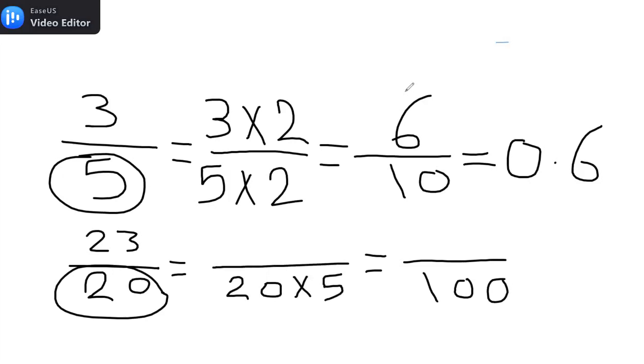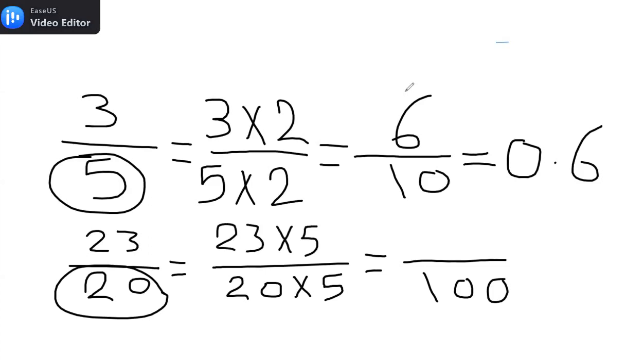and we agreed that whatever you do to the denominator you need to do to the numerator in order not to change the value of the fraction. To get an equivalent fraction without changing the value, what we do to the bottom we must do to the top. 23 times 5 as well.